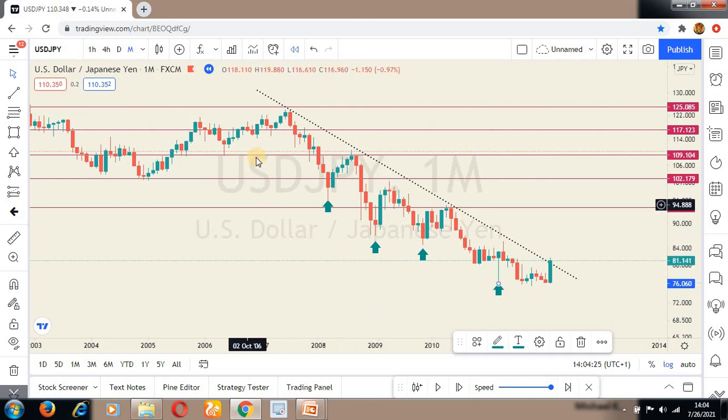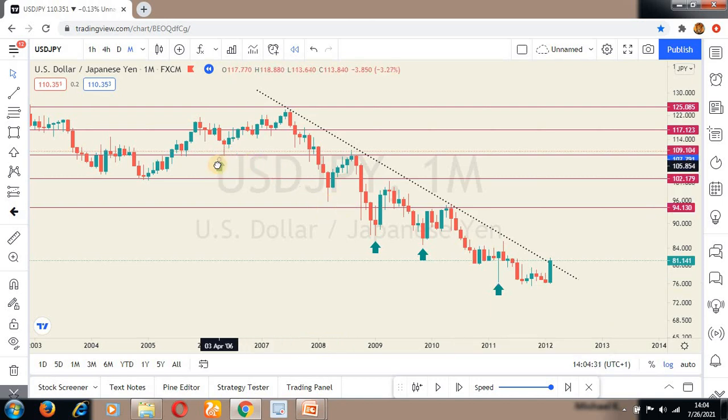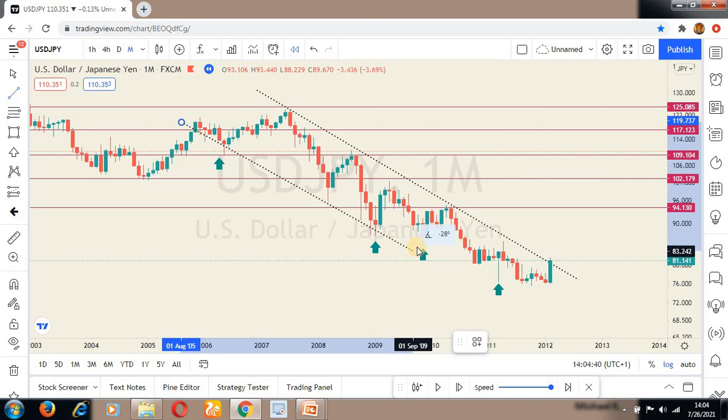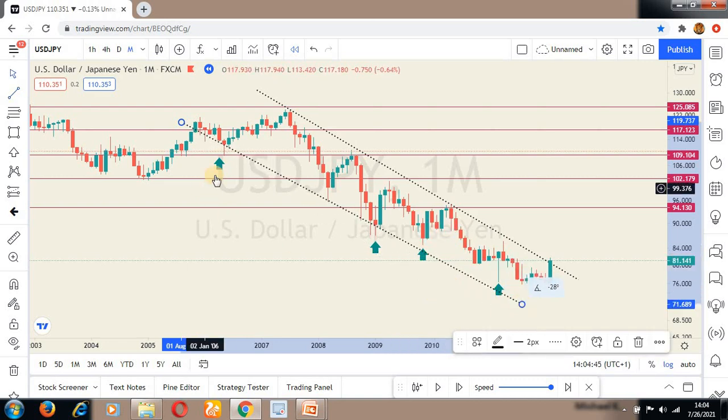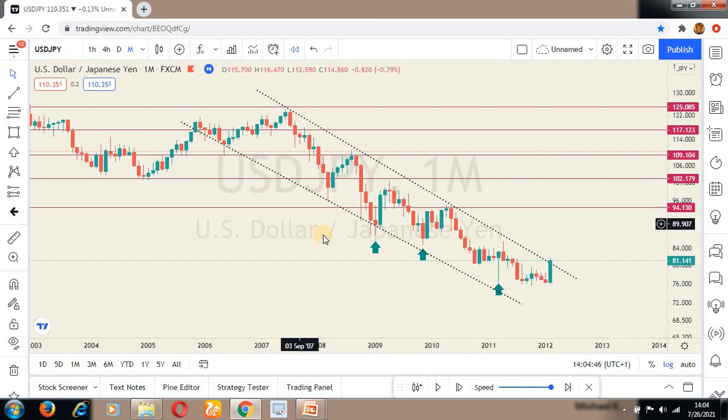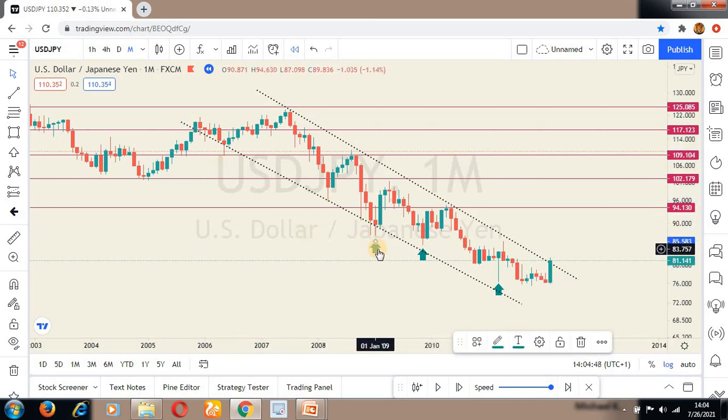Now I'm going to try to join these swings. I can see another one here. I'm going to try to join these swings with another trend line. Now let's see what we can get. Picking the trend line, I can try this. Let's see what is possible to get. Let me take out the arrows so that we can see this clearly. Good.